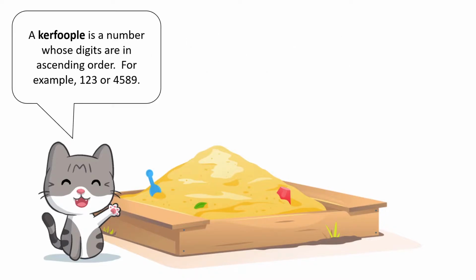I can make up a definition for something called a Curfupal. A Curfupal is a number whose digits are in ascending order. For example, 1, 2, 3, they go up, or 4, 5, 8, 9.